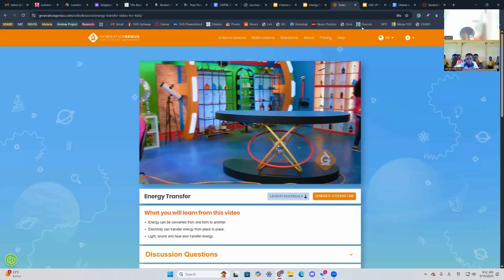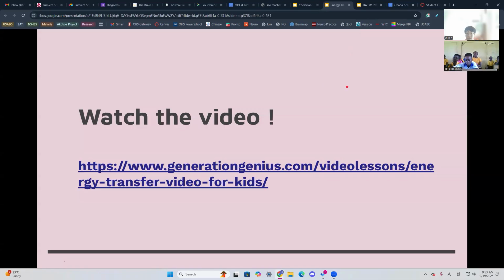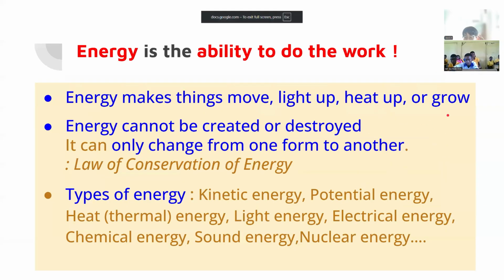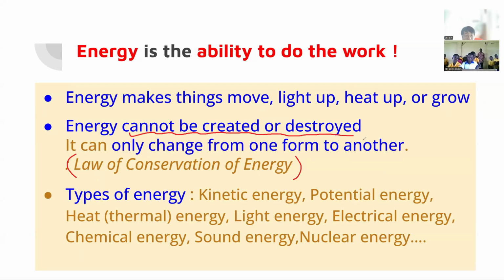Yeah, so that was the video for energy transfer. So what we have noticed in the video, energy is the ability to do work. So energy makes things move, light up, heat up, or even grow. And energy cannot be created or destroyed. Energy can only change from one form to another. And this is so important that it's made a law, and it's called the law of conservation of energy. So energy cannot be created or destroyed. It can only change from one form to another.